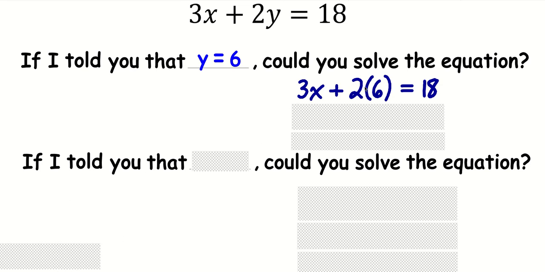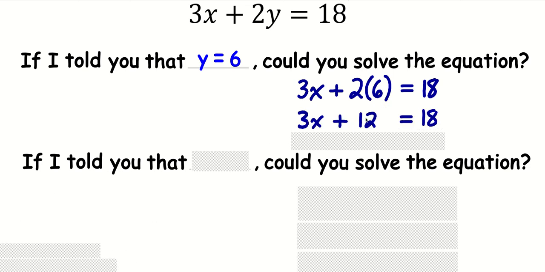Well, yeah, because if y actually equals 6, you can make that replacement, and then 2 times 6 is 12, and now you could work on the little two-step process of getting x by itself. Subtract 12 from the other side, and then divide both sides by 3, and what would you get? 2. I think you'd end up with x equals 2. But all you have to do is write this. We're not totally focused on what this answer is, just on the question: if I told you this, could you solve it?